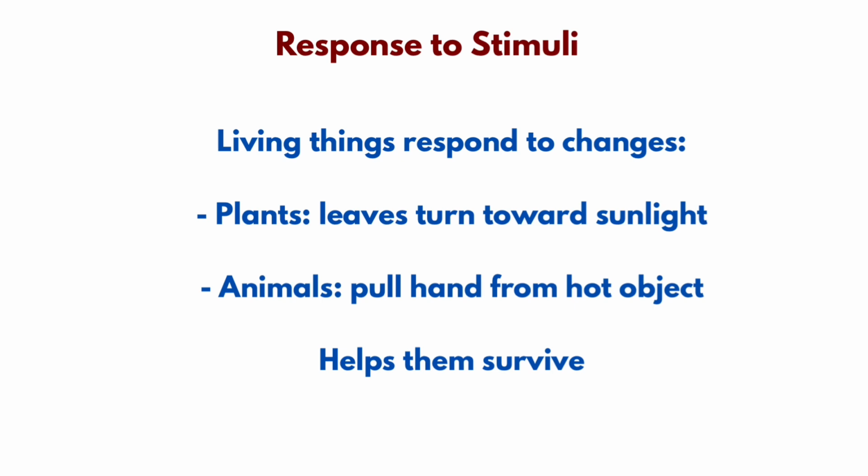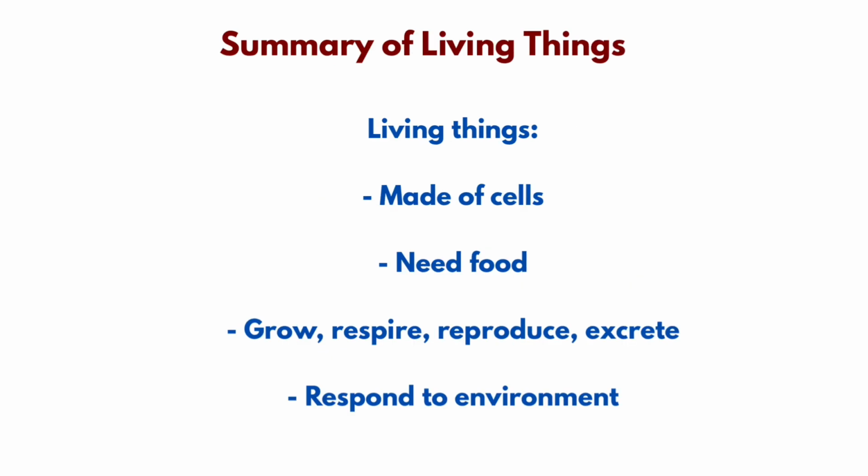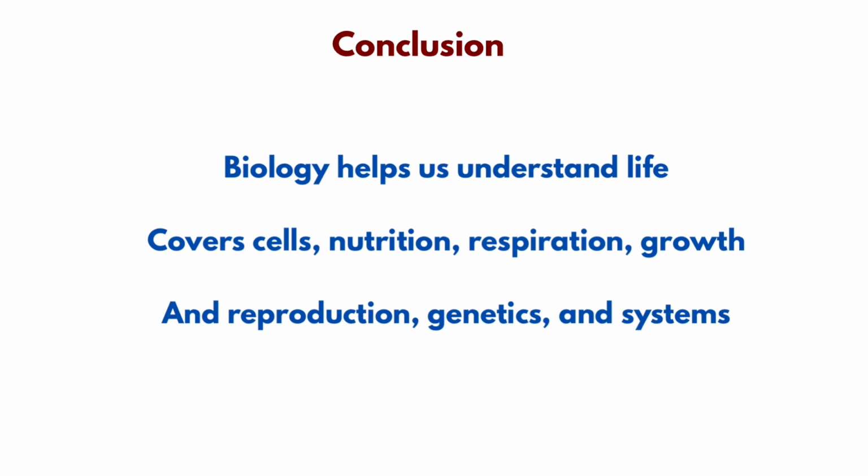Next, we will talk about response to stimuli. Response to stimuli is how living things react to changes around them. What is a stimulus? A stimulus is something that causes a reaction, like light, sound, touch, heat, or smell. In humans and animals, they use their senses and nervous system to respond quickly. For example, we move our hand if something is hot. Plants also respond, but more slowly. For example, they grow toward light, or their roots grow toward water. Responding to stimuli helps living things stay safe, find what they need, and survive.